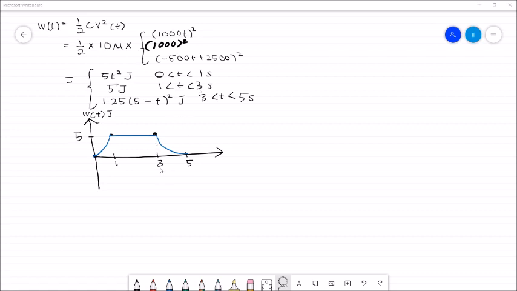And then for the interval of 3 to 5, you substitute into the equation 1.25 open bracket 5 minus t close bracket squared. So similarly, you will get an energy value of 5 joule for the y-axis. And then just plot the graph for each interval using the right equation. So you will get this graph. That's all. Thank you.